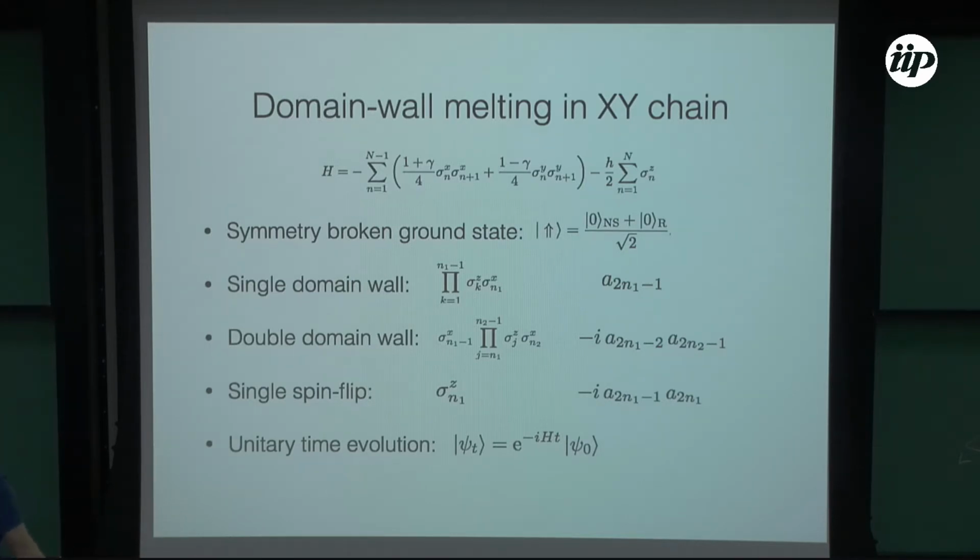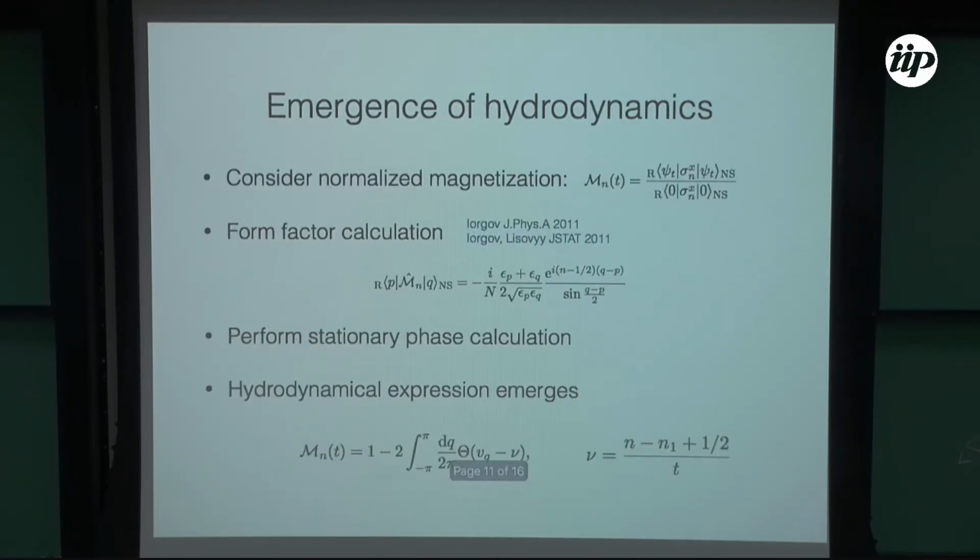Yes, and of course, I have to say that actually here, I don't really do any quench. So I prepare this ground state of my Hamiltonian, and then apply some excitation on it, but then I evolve with the same Hamiltonian. I don't change my Hamiltonian, okay? I just prepare some non-trivial initial state. So let's see what's happening.